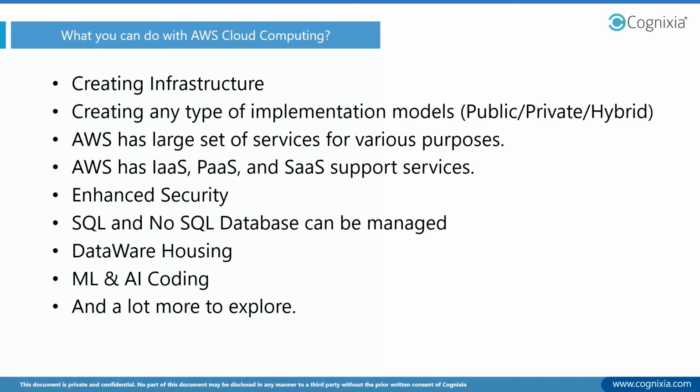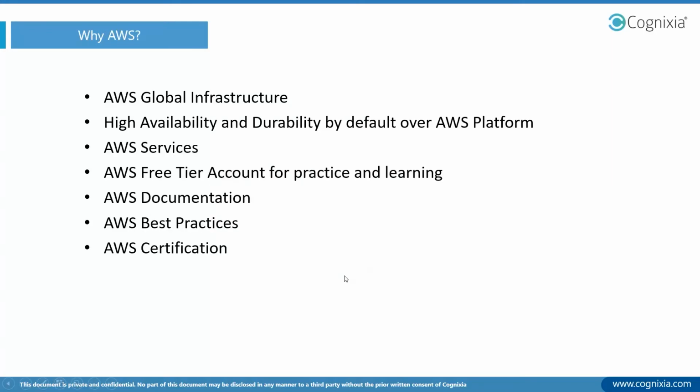And data warehousing can be done by Redshift. Machine learning and artificial intelligence coding can be done using the AWS environment, and a lot more things that we'll explore. Okay, now why only AWS? People have some questions, because we have a number of cloud providers. So why are we choosing AWS?